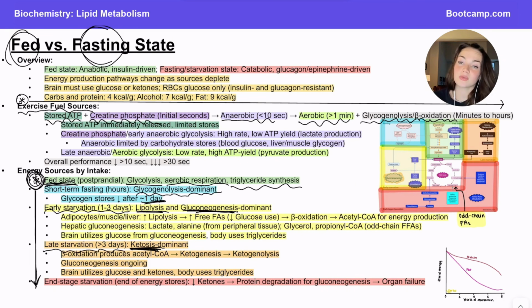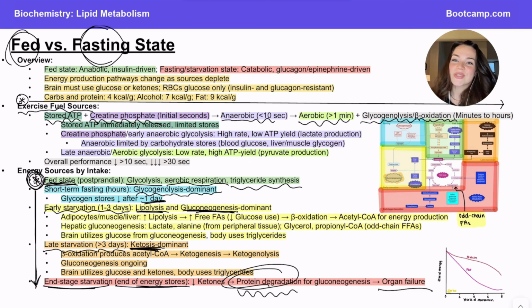And we kept burning through those ketones until eventually our energy stores in our body completely ran out. And that time period really just depends on how many stores you were starting out with. Once we reached that end stage starvation at the end of our energy stores, we started degrading protein, which eventually led to organ failure and ultimate death. And we'll talk about protein metabolism all in our upcoming chapter, so stay tuned for that.